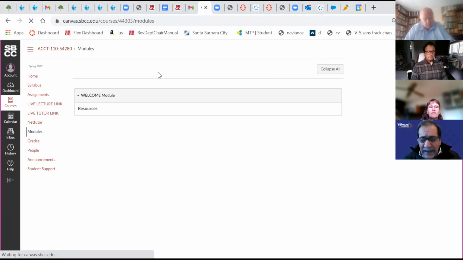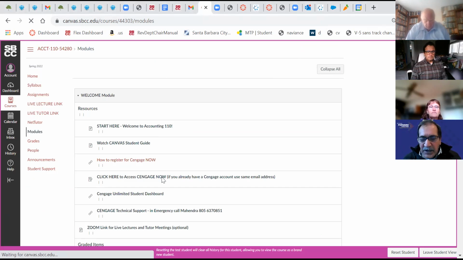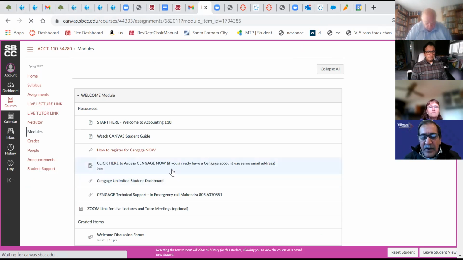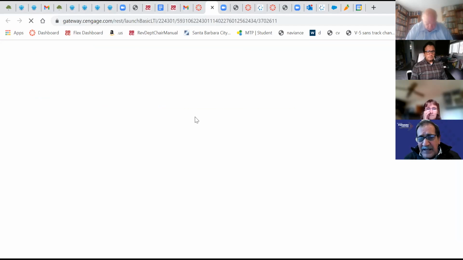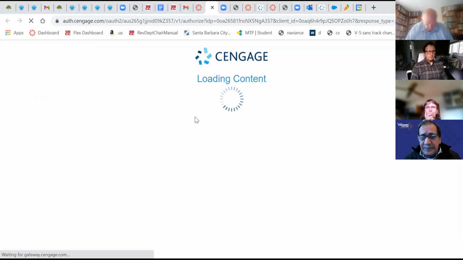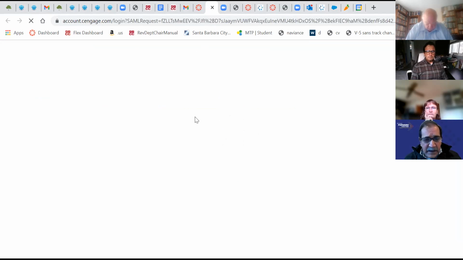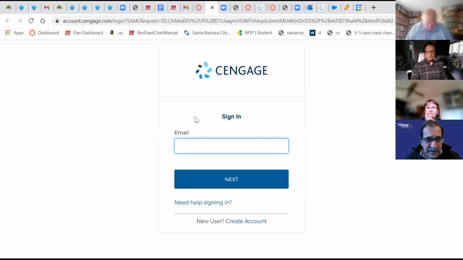So again, log into Canvas, log into your course, click on a Cengage activity. When you click on a Cengage activity, it'll open up a new screen for you to log into Cengage. If you have used a Cengage product in the past, you can log in on that screen, or click on forgot password if you forgot your password. If not, it might bring us to that screen. There you go. That's the Cengage screen it'll bring you to.